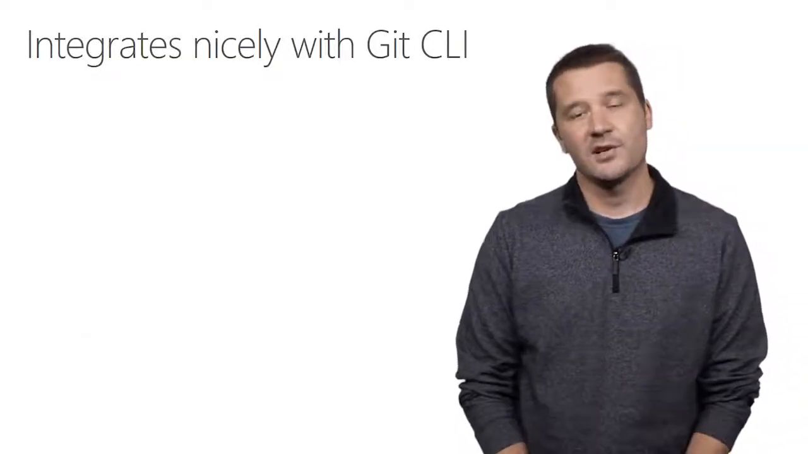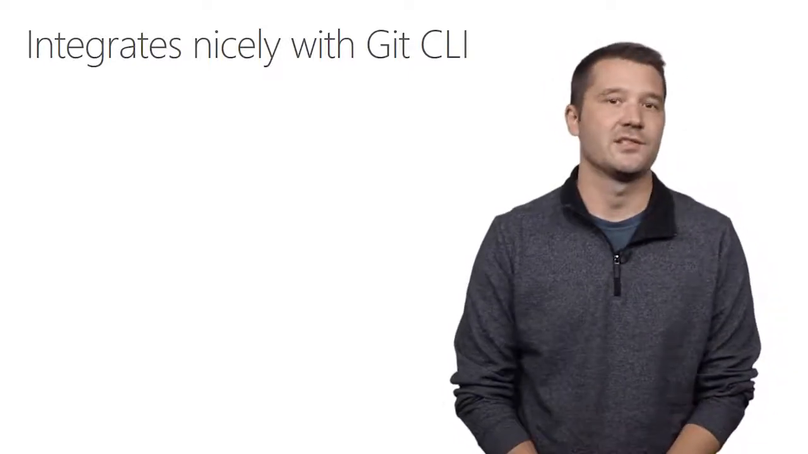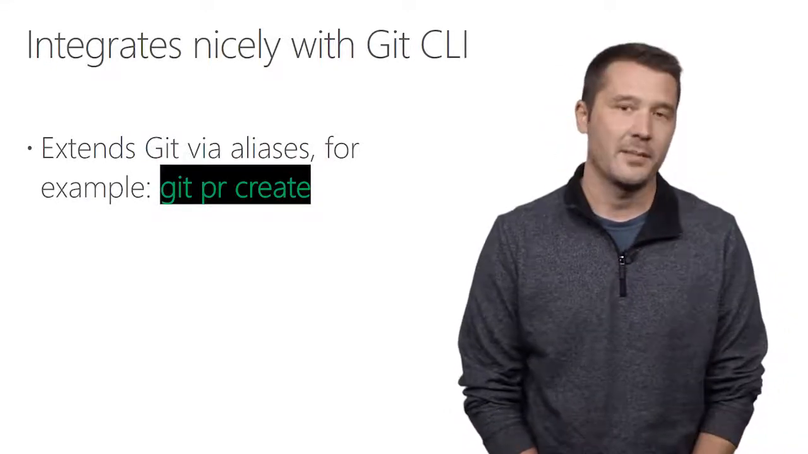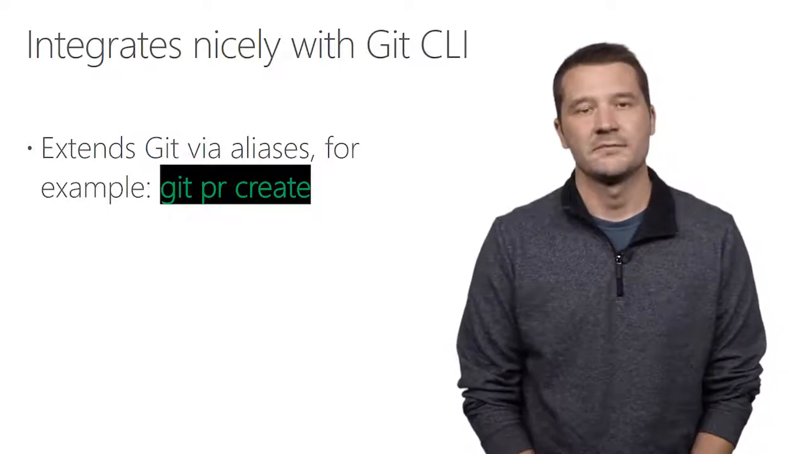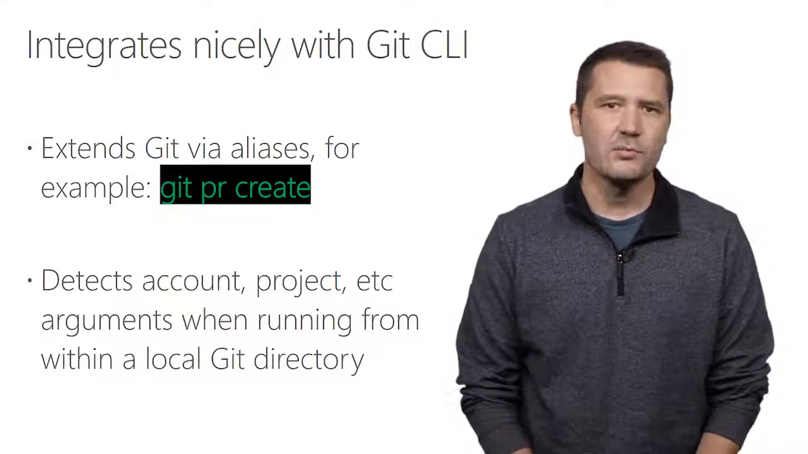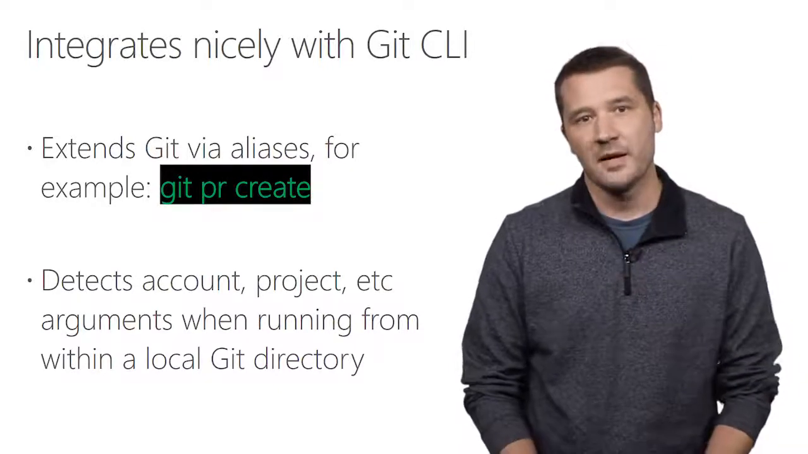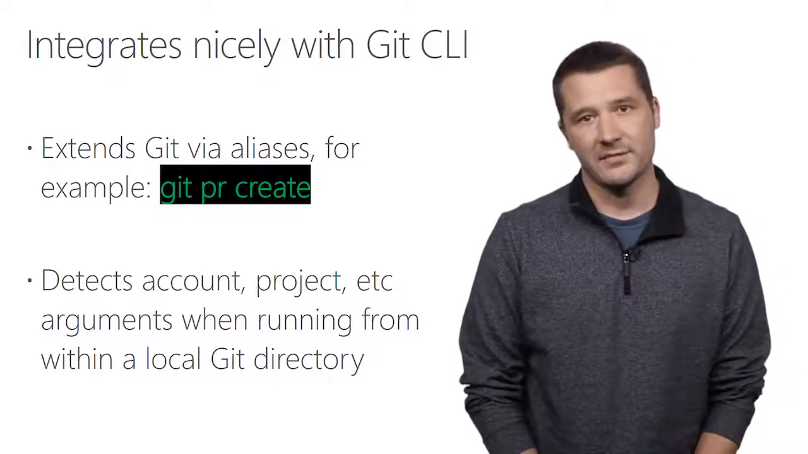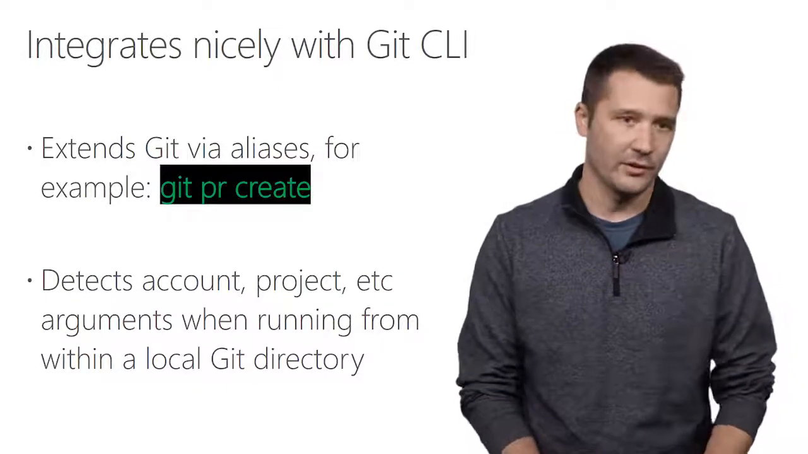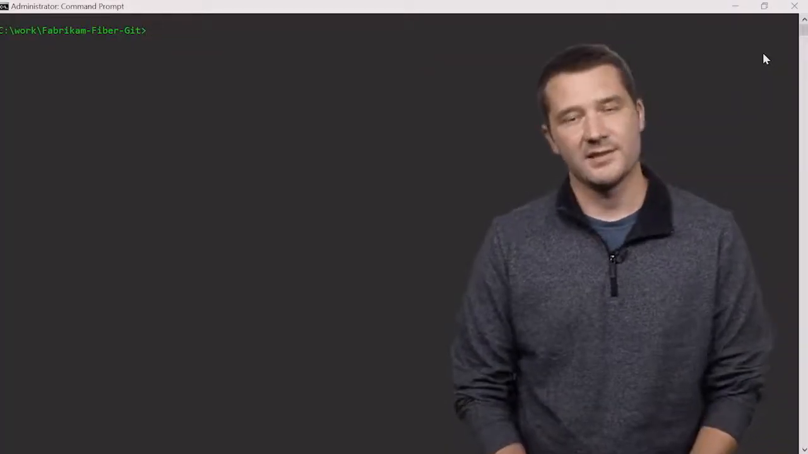The VSTS CLI was also designed to work really nicely with the Git CLI, although having Git and using Git is not a requirement. So, for example, instead of typing VSTS code PR from the command line, you can just type git PR. Other non-Git related commands can also be aliased through Git as well. Also, most VSTS CLI commands require arguments like your account URL and your project name. But the VSTS CLI will automatically detect these values when you're running that CLI from a local Git directory. The CLI does this by looking at your configured remotes. This is a really nice time saver. So enough talking, let's see the VSTS CLI in action.